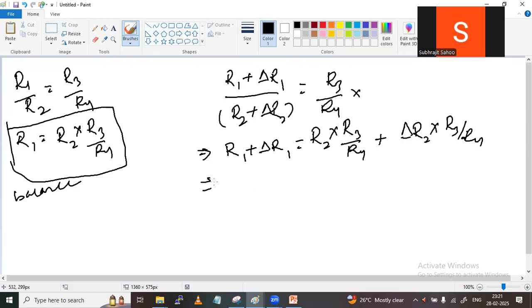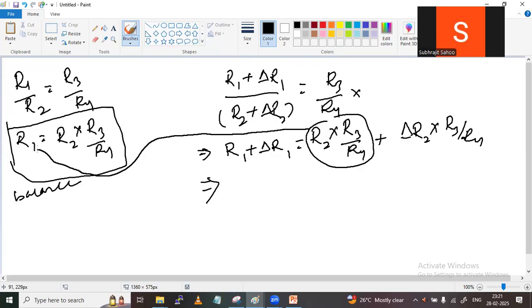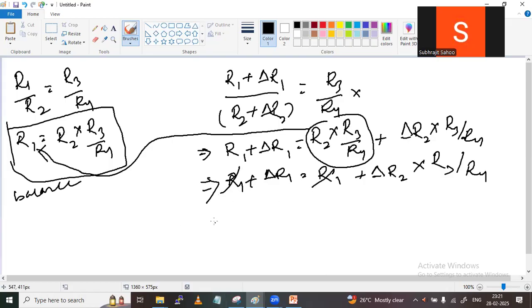Now observe this R2 into R3 by R4. What is this value? This is the R1 value, right? So I can write here R1 plus del R1 equals R1 plus del R2 into R3 by R4. Now R1 gets cancelled. Now what is the del R1 value, sir? Del R1 value is del R2 into R3 by R4, right?